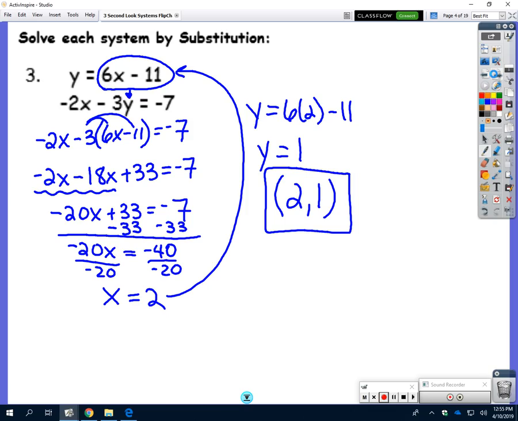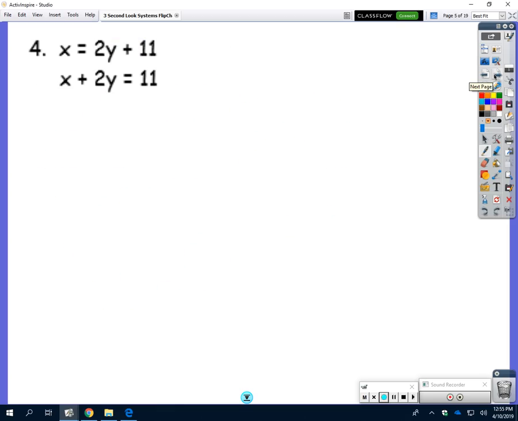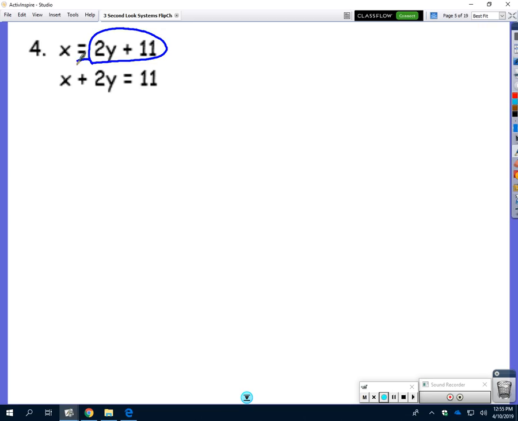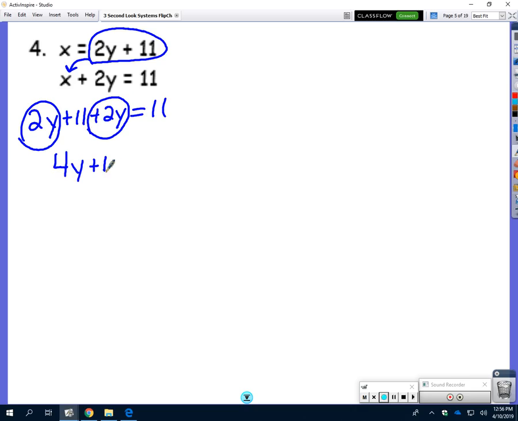Example 4. One of my equations is solved for a variable. It is solved for x, so I take this and I substitute it in for x. 2y plus 11 plus 2y equals 11. Combine like terms. 2y and 2y are 4y. Subtract 11 from both sides. 4y equals 0. And if you divide by 4, you get y equals 0.